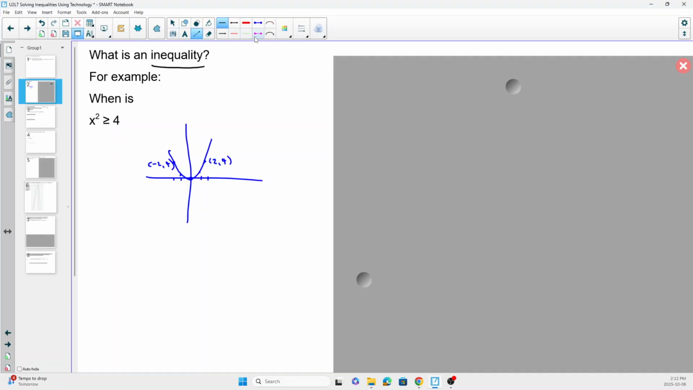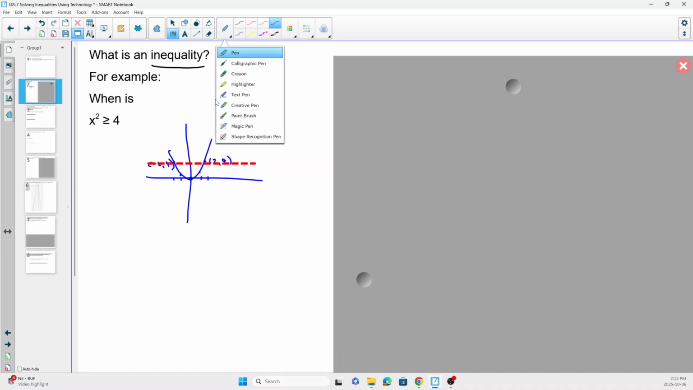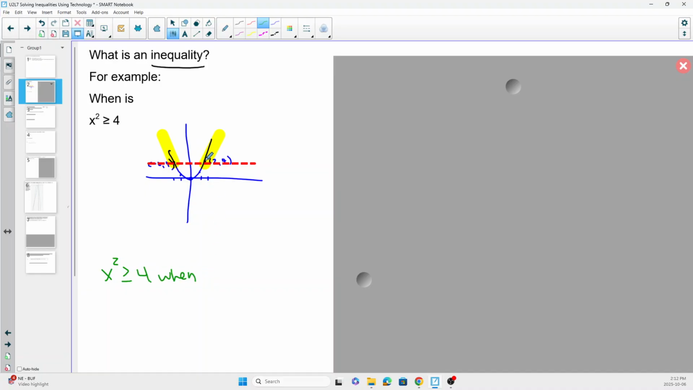If we were to draw a horizontal line here at f of x is 4, the places where this function is greater than 4 are anywhere here and anywhere here. So we could state our solution as intervals. We could say x squared is greater than or equal to 4 when, over here, x is greater than or equal to 2, and also, or and, when x is less than or equal to negative 2. It happens over two intervals.